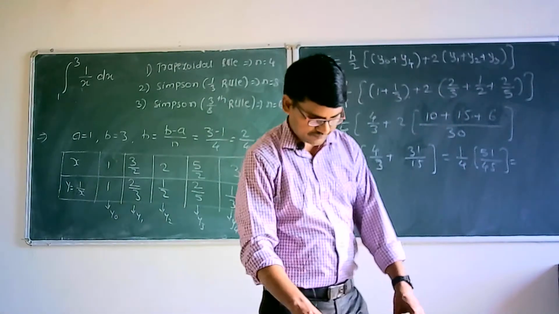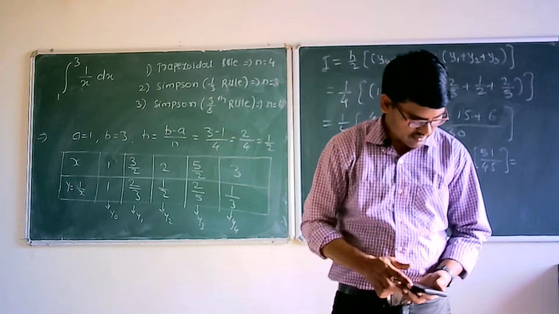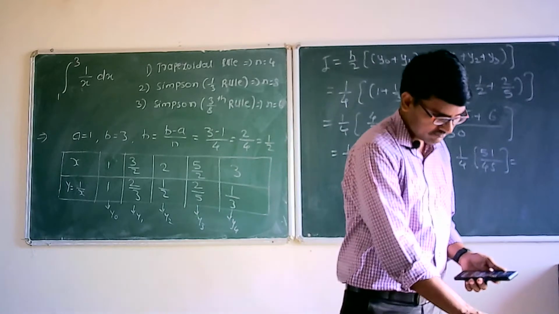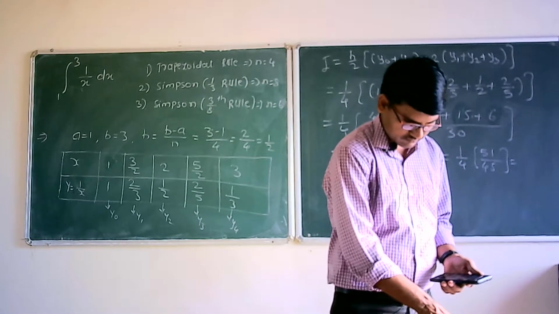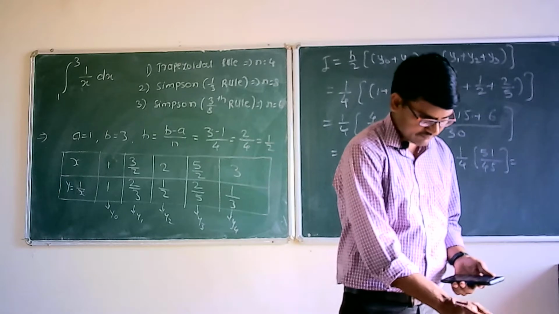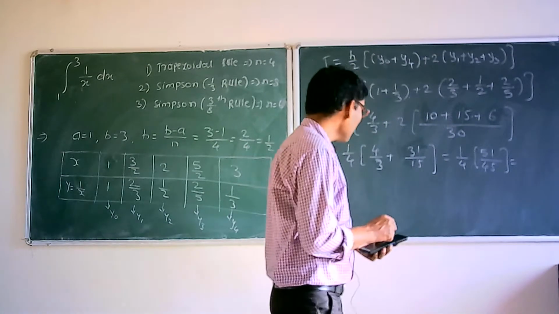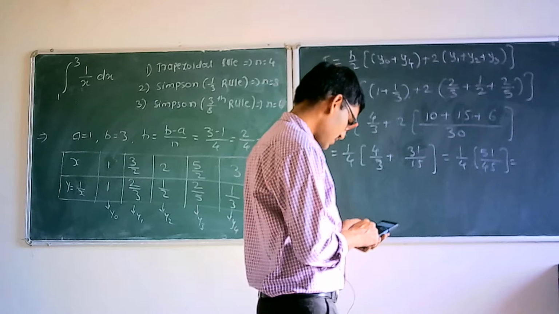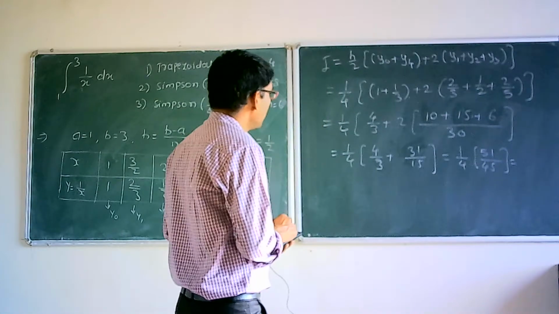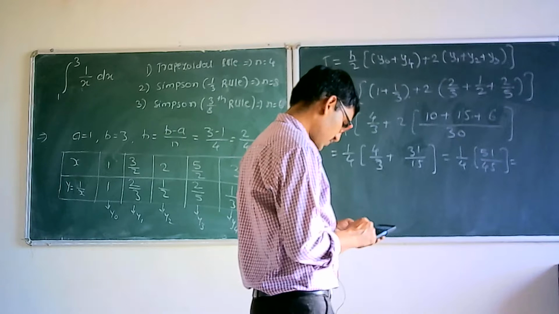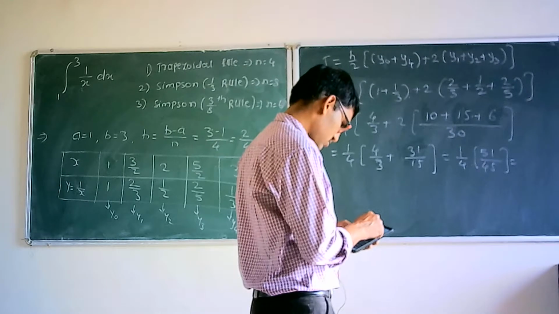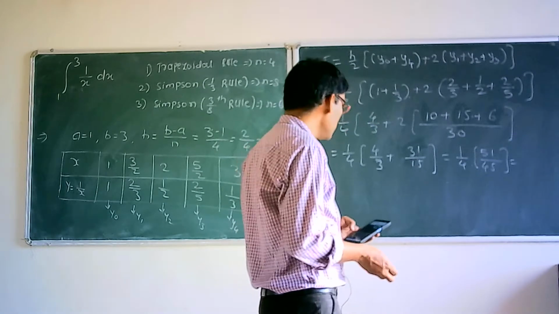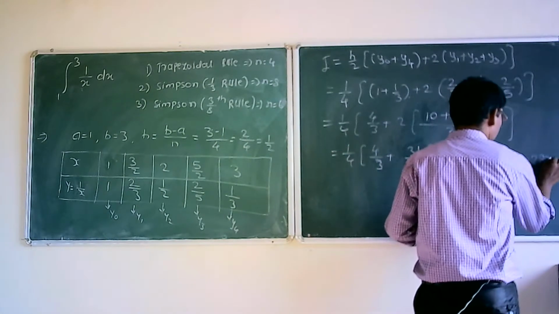So if you use your calculator, you will get the value of this integration as 51 divided by 45 into 4. It is 0.2833.